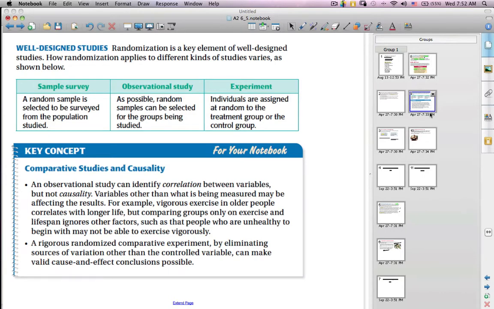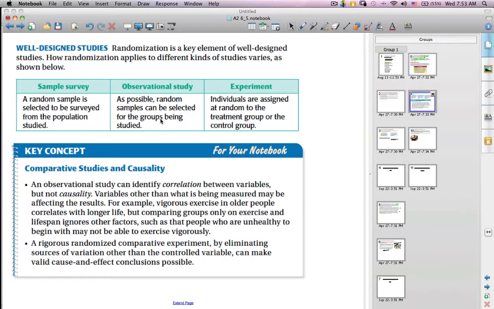Okay, so what is a well-designed study? If you're going to take information and believe it, you should be able to identify it as a well-designed study. For a sample survey, you would want a random sample to be selected from the population studied. For an observational study, as much as possible, you want random samples from the group being studied.